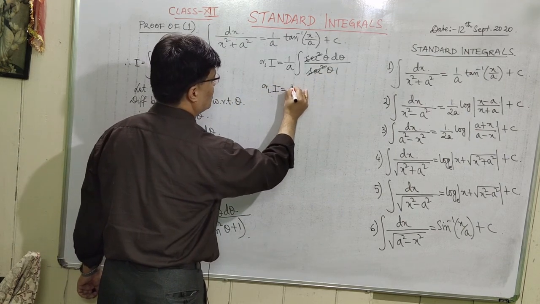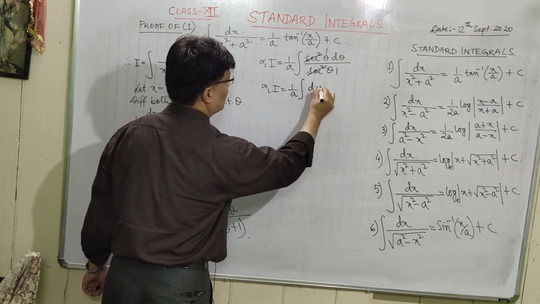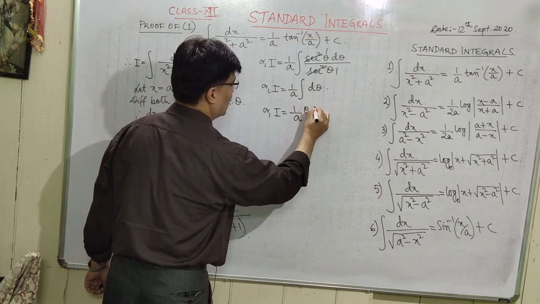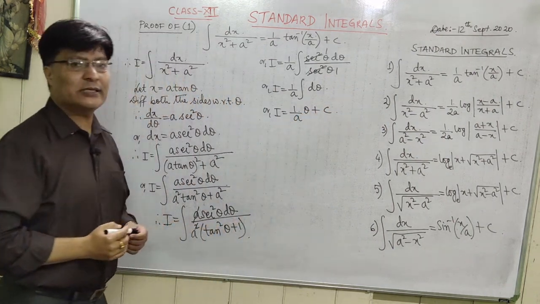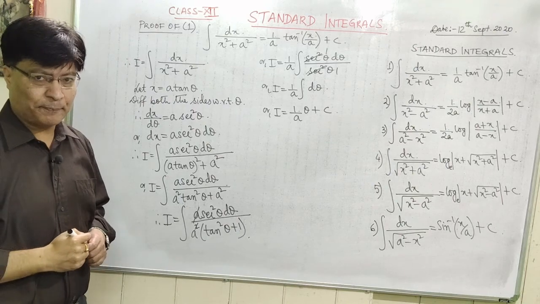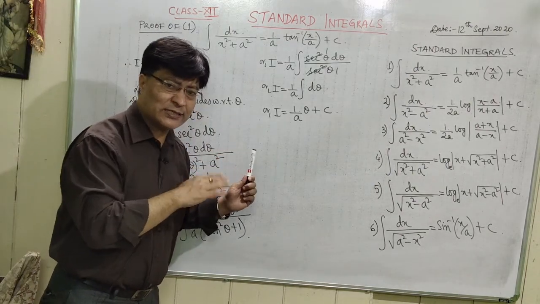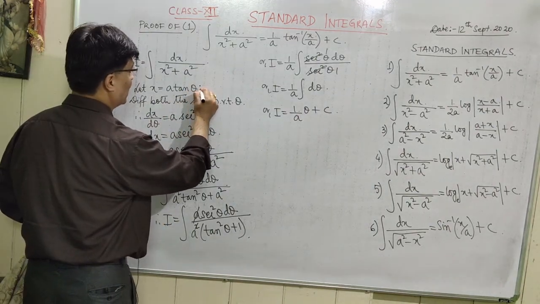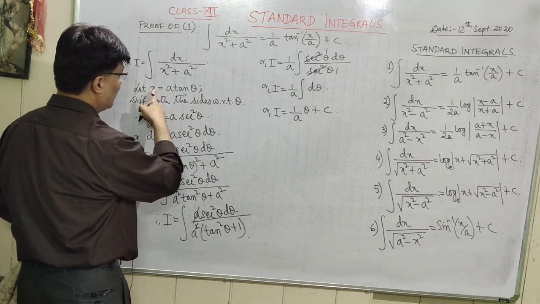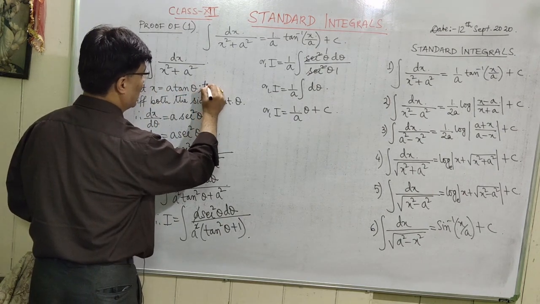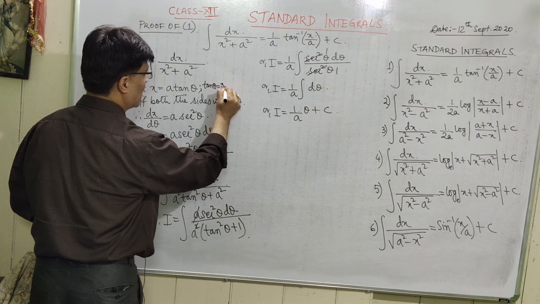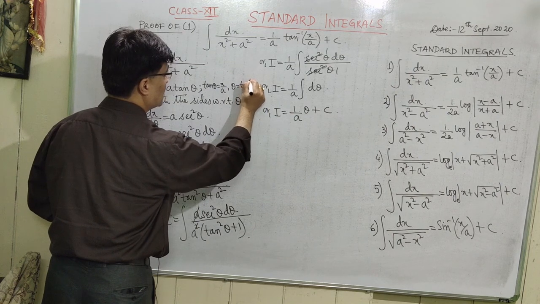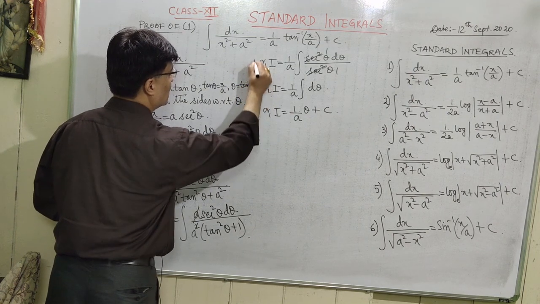So I is equal to 1 upon a integration of d theta, or I is equal to 1 upon a into, what is integration d theta? Theta plus c. But you have to get the answer in terms of x. You have to put the value for theta. So from here you can get the value for theta. So if x is equal to a tan theta, what is tan theta equal to? It is x upon a. And what is theta equal to, from here it is tan inverse x upon a.